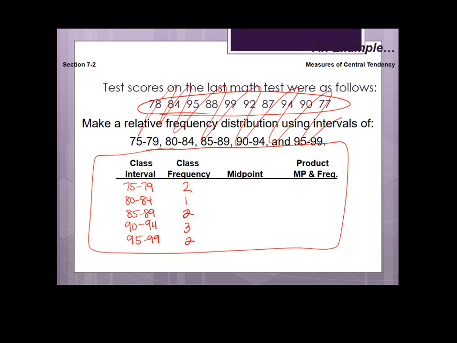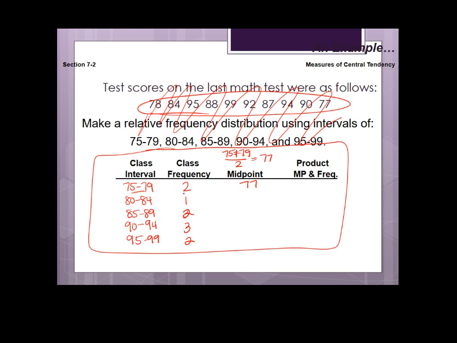Well, I don't know the average because I don't know the exact numbers. I know there were two that were somewhere between 75 and 79, but it could be 76 and 77, it could be 75 and 78. I don't know exactly what they are. So what you do is you find the midpoint of these two numbers. So I'm going to find halfway between 75 and 79. So if I do 75 plus 79 divided by 2, I get 77. That's halfway between 75 and 79. So that's the midpoint of those two numbers.